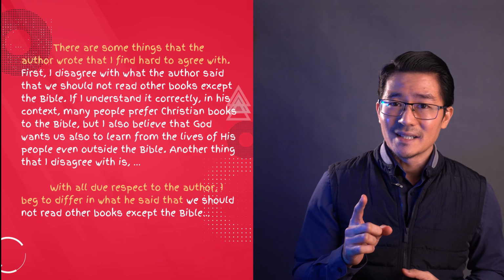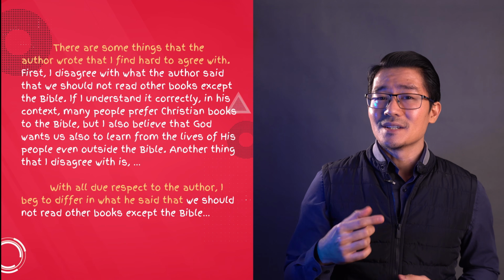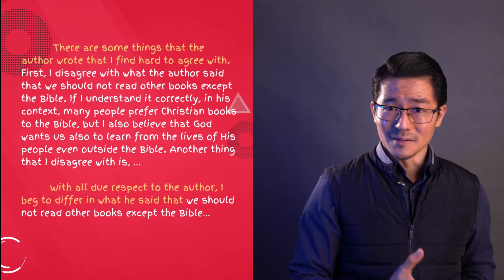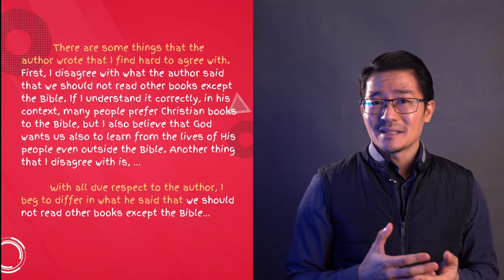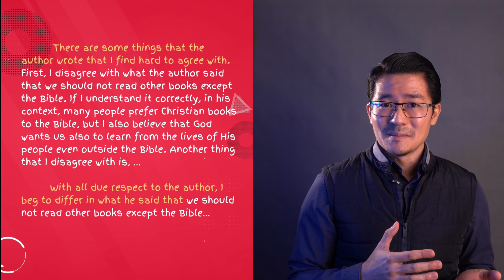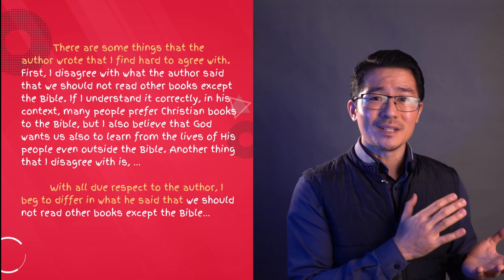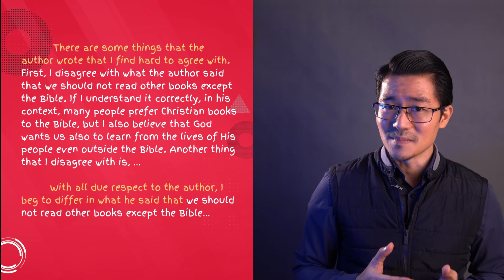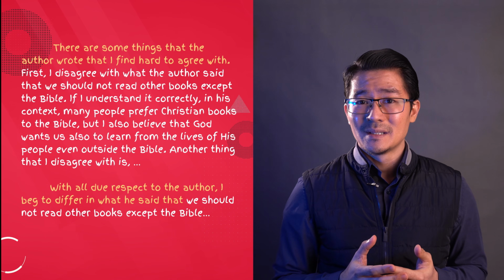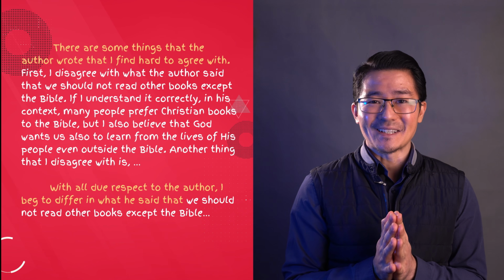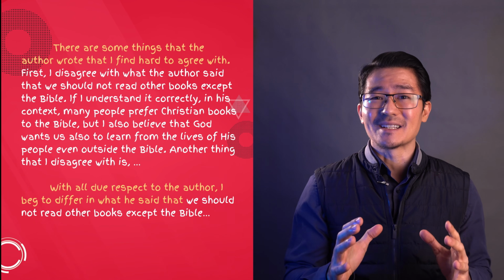Also, notice that in the first example, there is an acknowledgement that you understand the context in which the author wrote his article. "If I understand it correctly, in his context, many people prefer Christian books to the Bible. But I also believe that God wants us to also learn from the lives of His people, even outside the Bible." When you do something like this, your professor will appreciate your critical thinking skills and your being objective. You don't just look at your side, you also look at where the author is coming from.